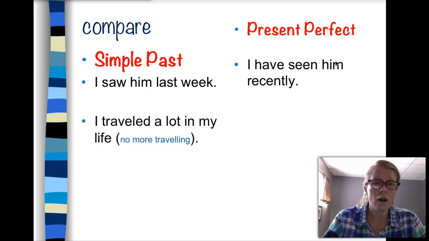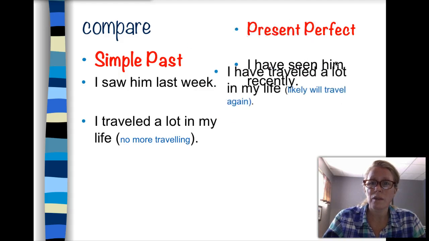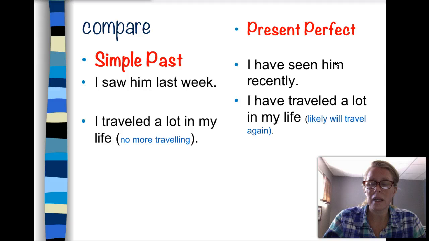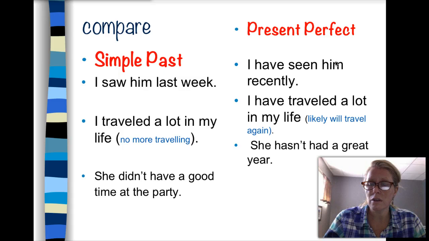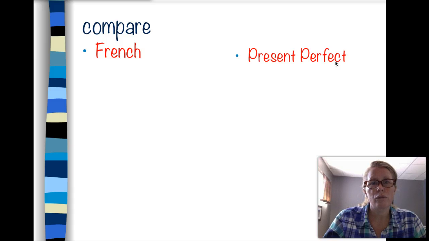I traveled a lot in my life. It means you're finished traveling. You don't think you're going to go anywhere else. But if I say I have traveled a lot in my life, it means it's very possible and probable that you will travel again. Or, she didn't have a good time at the party. The party's finished. But, she hasn't had a great year. It means the year is still continuing. Maybe things will improve.